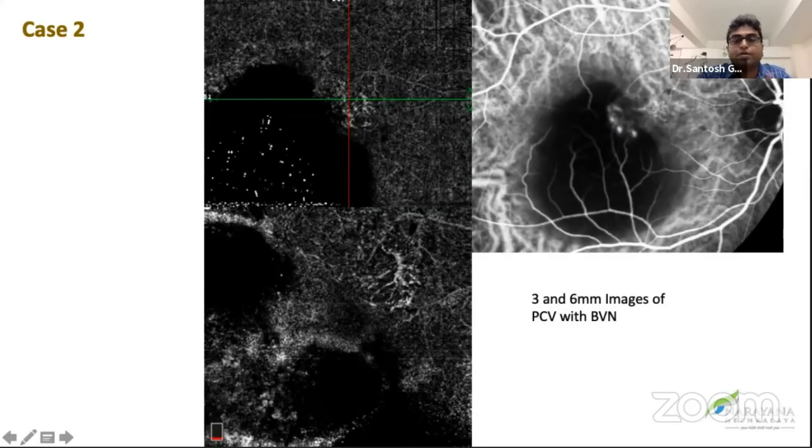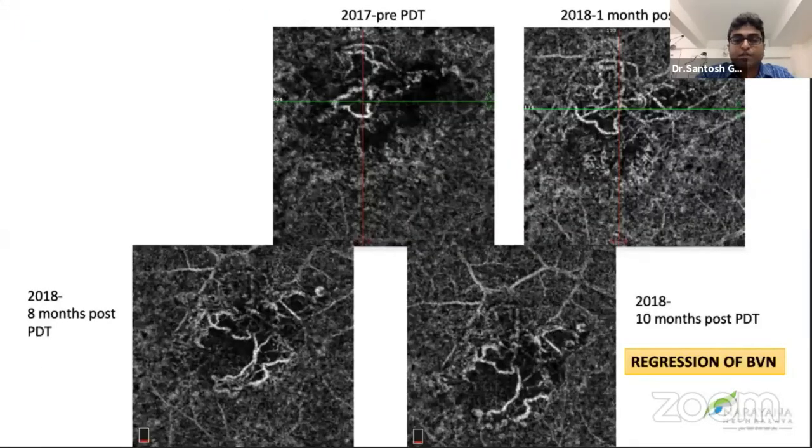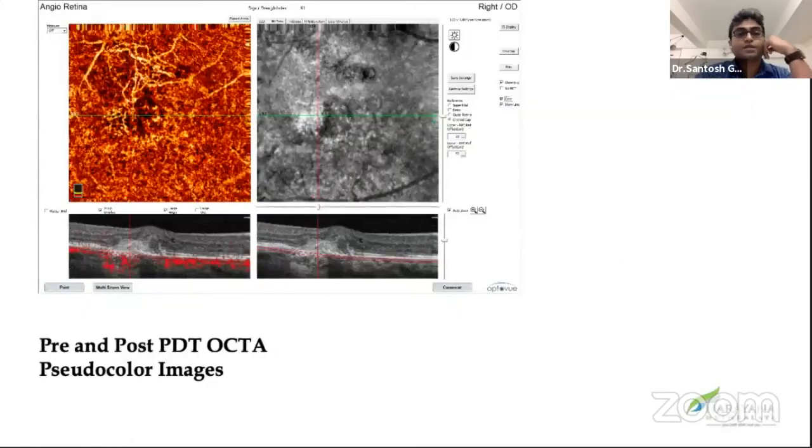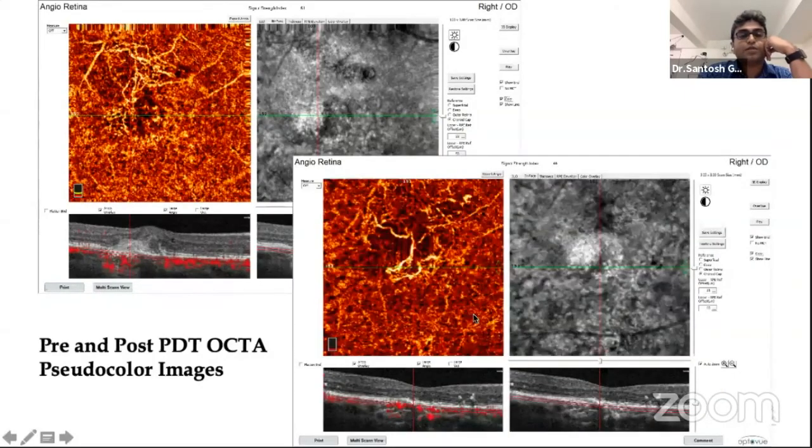Again, in the case of PCV which had received multiple injections and PDT, we can see the BVN and the polyps here, but polyps are not very clearly made out, while mature vessels are more clear. So this is pre and post PDT and regression of BVN, and even the pseudo-color images. When we look at this, you can see the more mature vessels developing over a period of treatment.